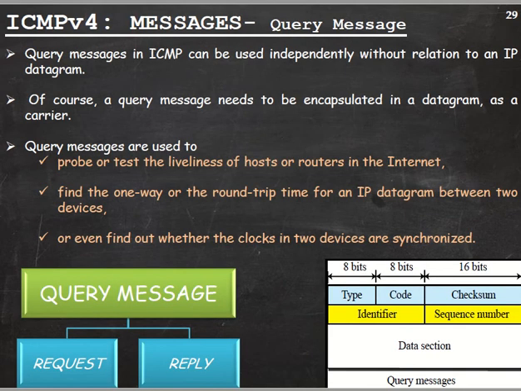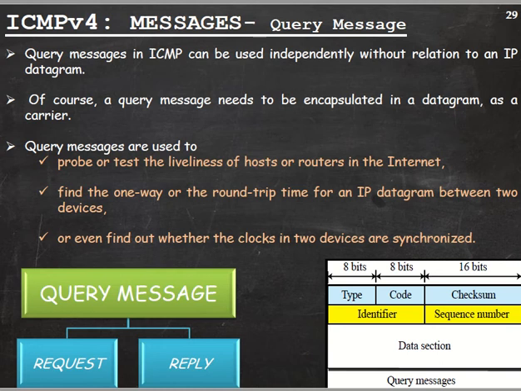Query messages in ICMP can be used independently, without relation to an IP datagram. That is, without any relation with an IP datagram, we can use these query messages. However, we need to encapsulate them in a datagram as a carrier, so we can't directly send them. We have to encapsulate them along with the datagram, but we can send them independent of the IP datagram.